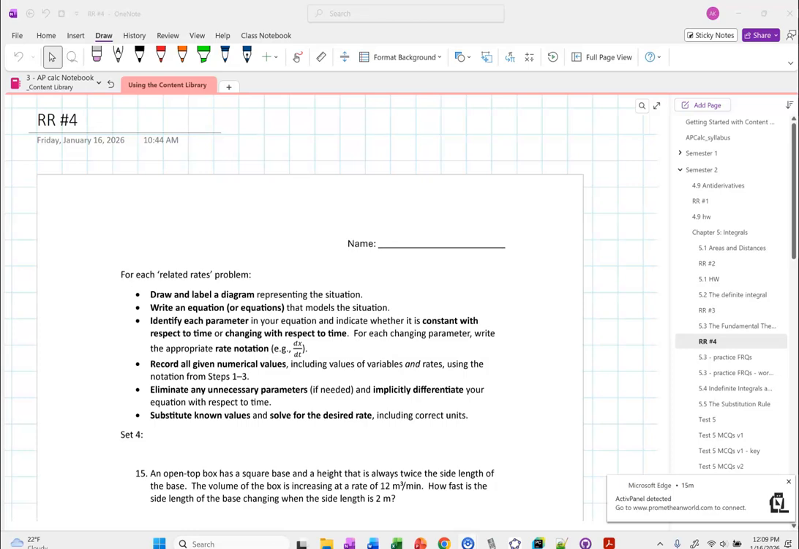For number 17, it is -5/9 pi centimeters per minute. And then the last one is, I think it's 1/7 pi meters per minute. I had a different answer on that one.